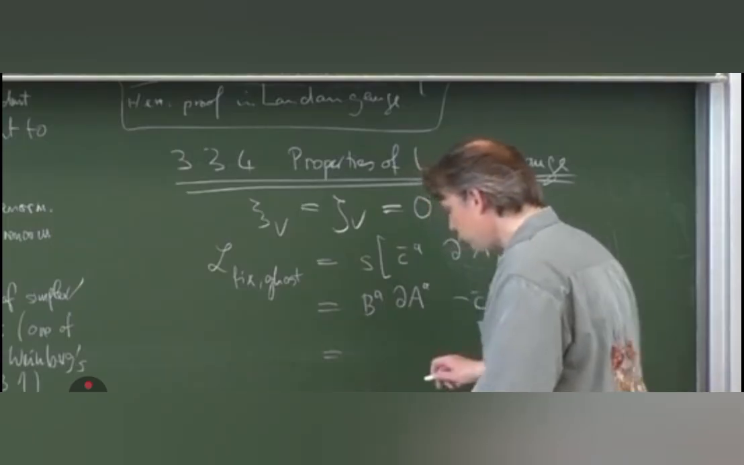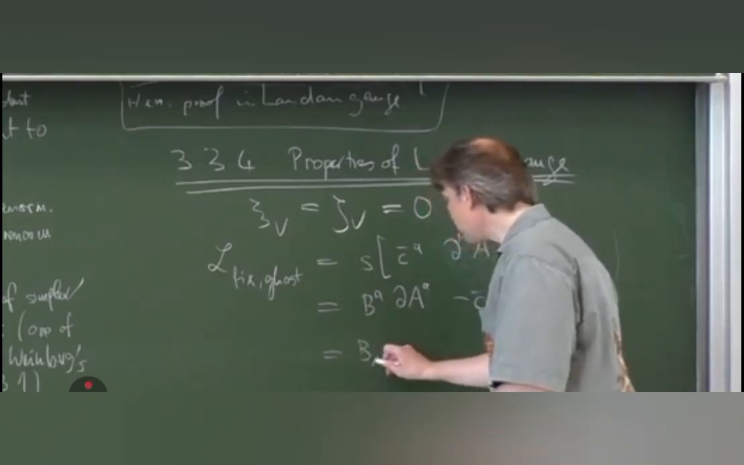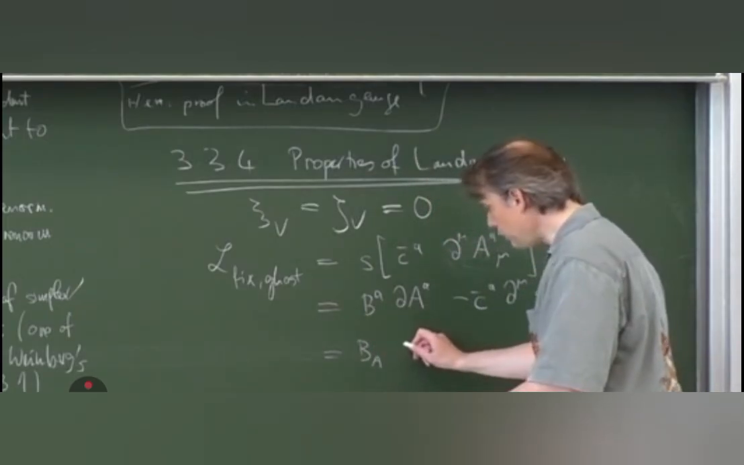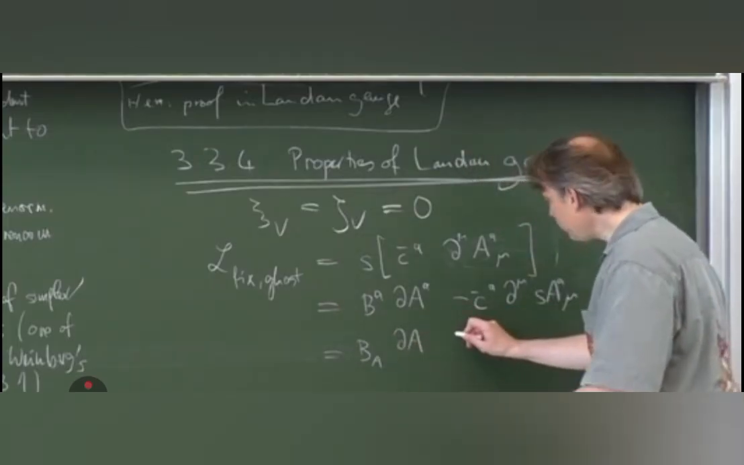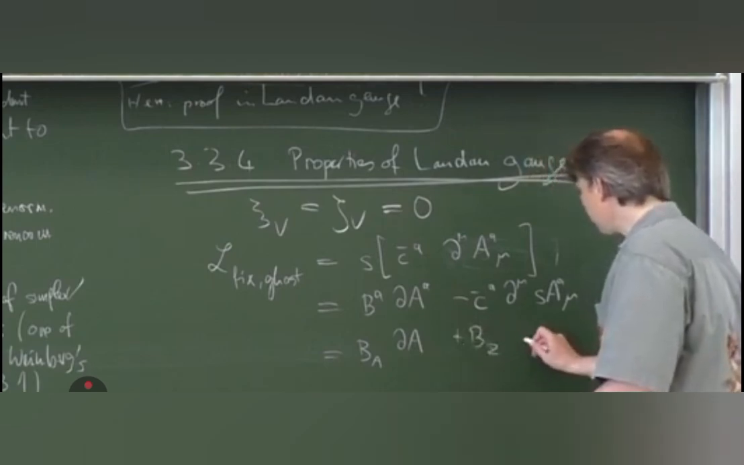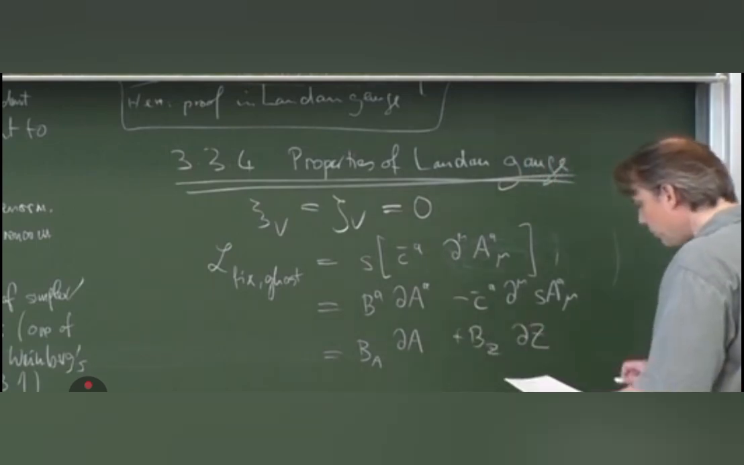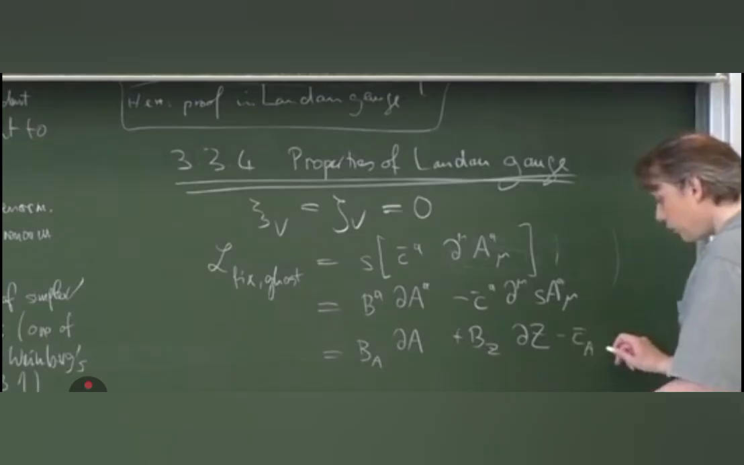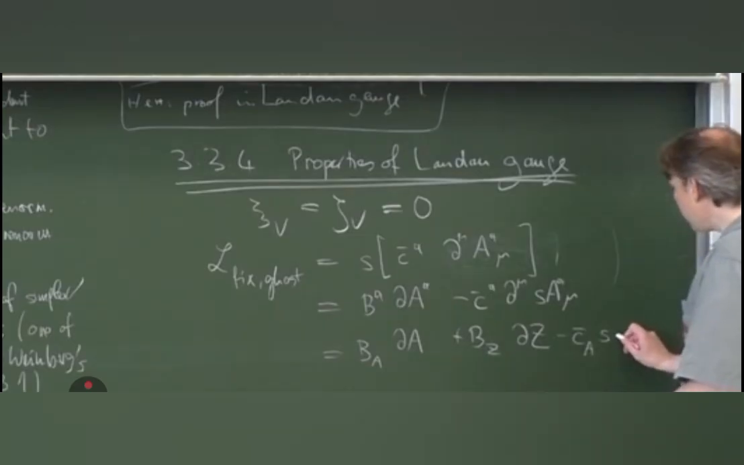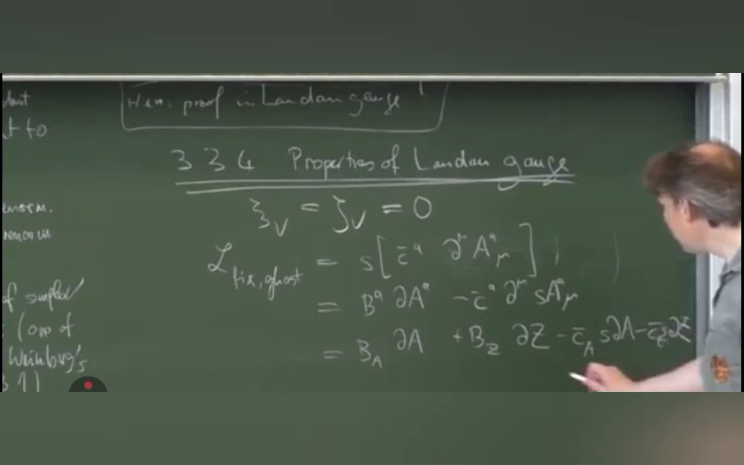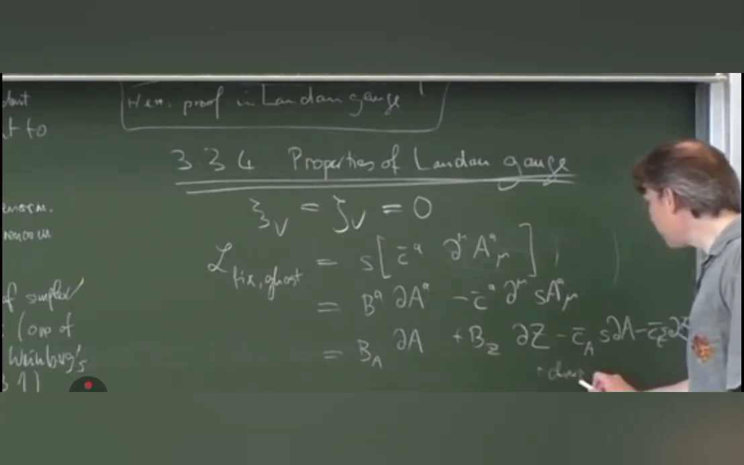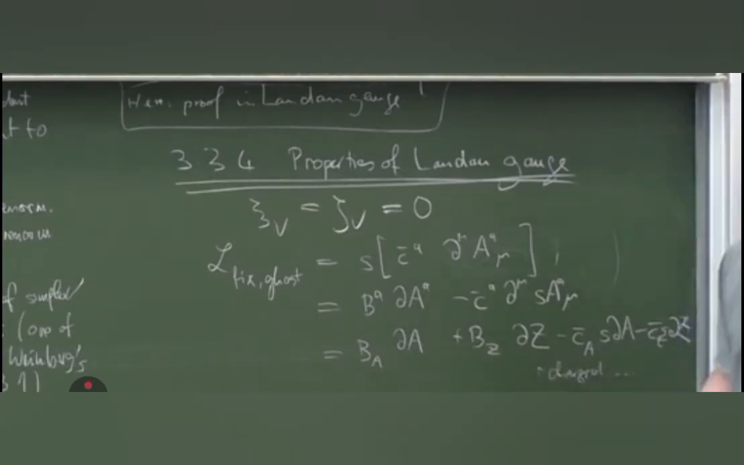So for the photon and Z sector, where it is most interesting, we would have B_A times the actual photon, A without index is the photon, plus B_Z times ∂ Z with a Z boson field, minus c̄_A, the photon anti-ghost, times the BRS transformation of ∂_μ times the photon field, minus c̄_Z times BRS of ∂_μ Z, plus charged terms with the W boson.